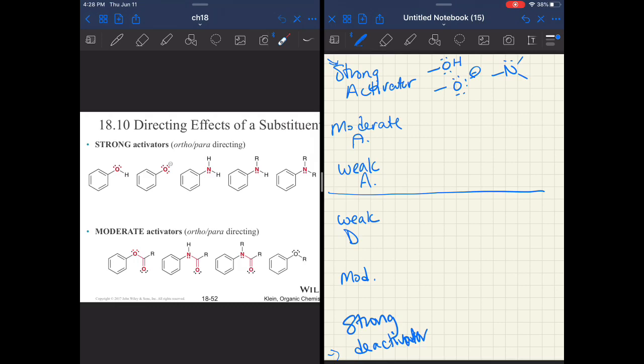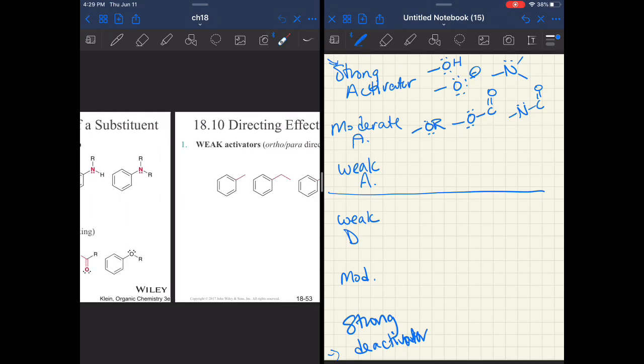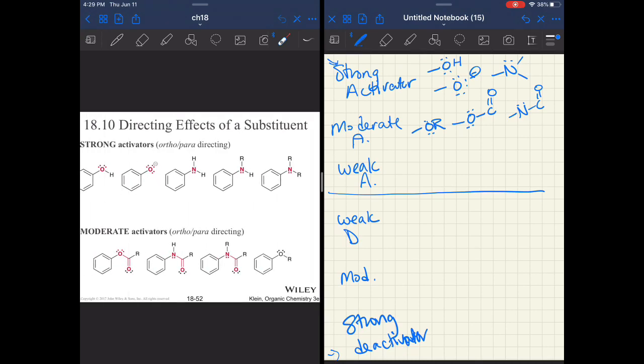The moderate activators, I'm going to throw OR in here, and then I'm going to make two more. Anything that is an O carbonyl or an N carbonyl would also be moderate. These still have lone pairs directly attached to the ring, so they would give you a fourth resonance structure. And then, before we move on, it doesn't really matter what's on the other side. It doesn't matter if it's an H or an R or an OH or a ring, oxygen, carbonyl.